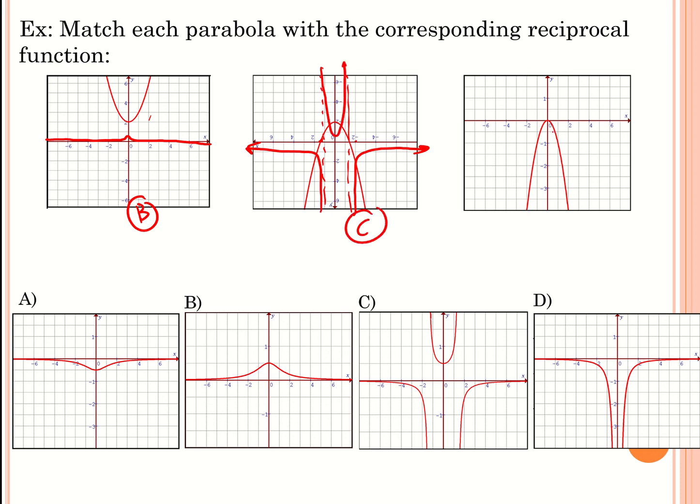And then the third one, one x-intercept, so therefore one vertical asymptote. And then, yeah, something like this. Okay. Alright, so this one will be D.